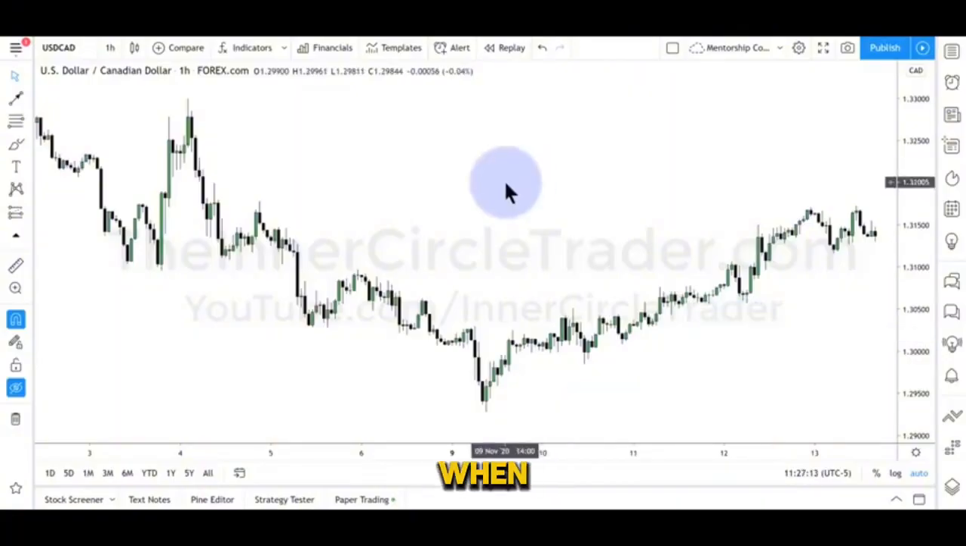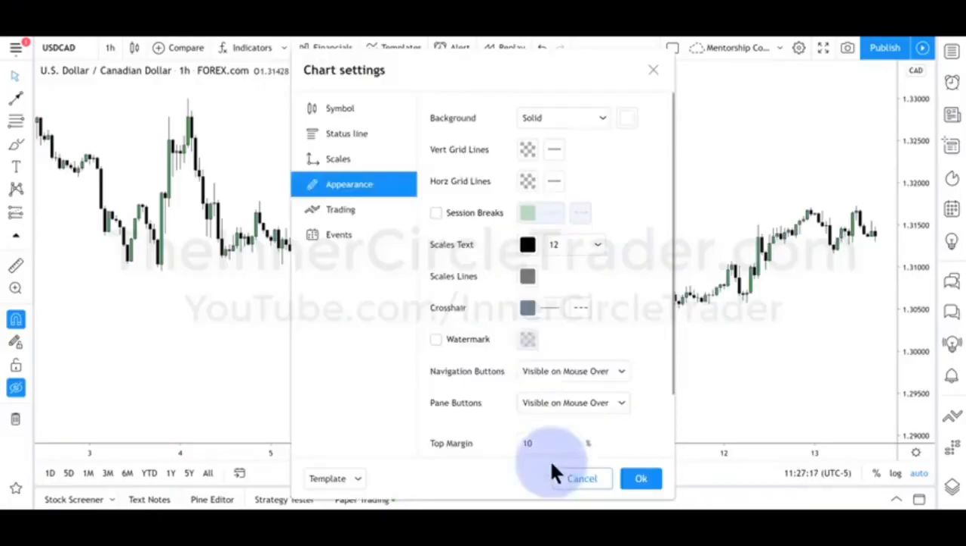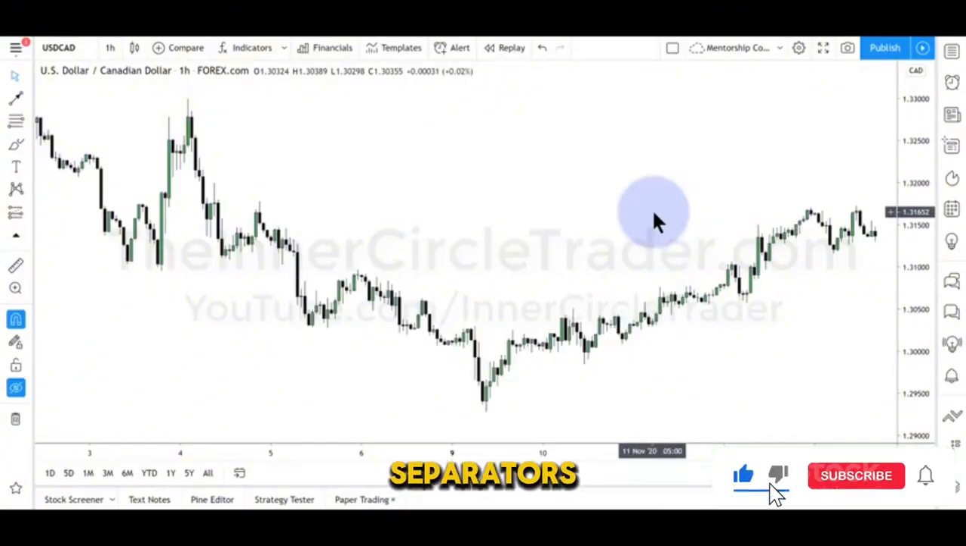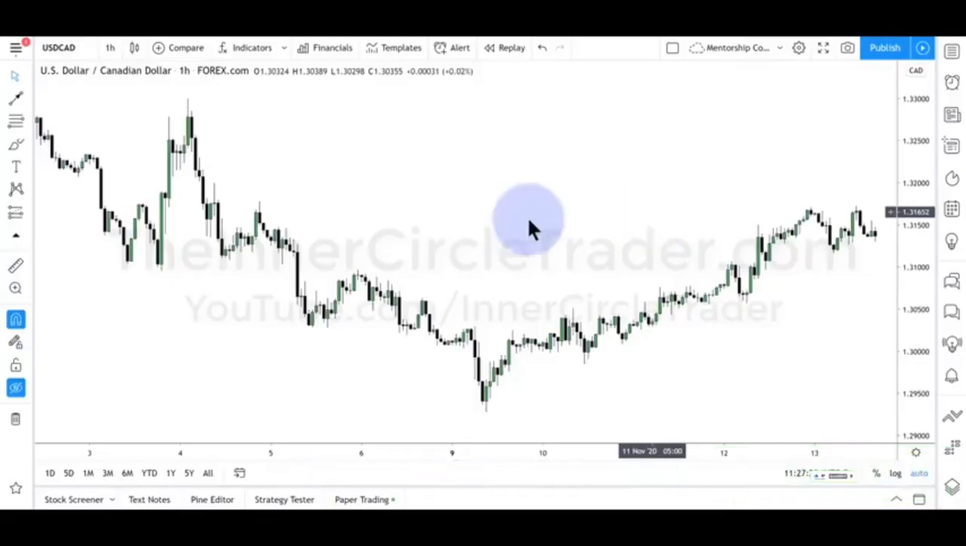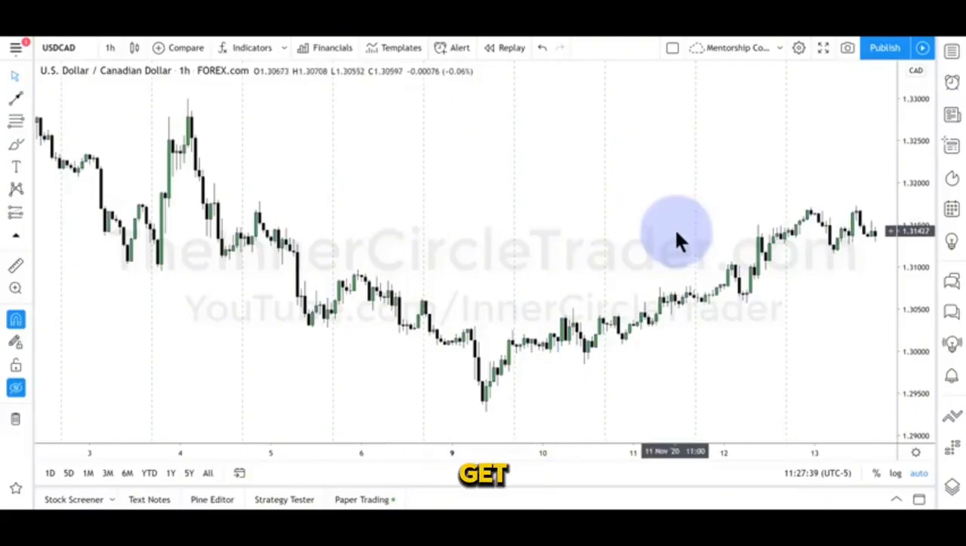All right, so when we look at liquidity, you want to be able to look at it on the basis of daily highs and lows. Now, when you look at daily highs and lows, you can add period separators to your chart, like tradingview.com allows you to do. I'm not sure why it takes so long to load up like that, but there it is. If you put the period separators on TradingView, these are the levels that you're going to get.